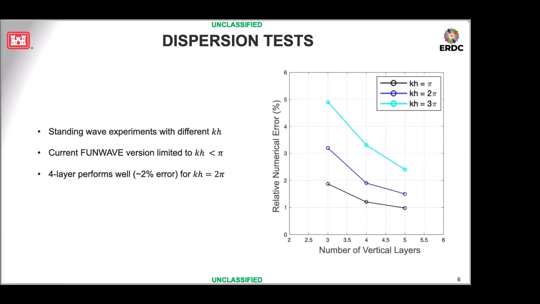So you see that the layered model does pretty well, where at maximum we have 5% numerical error, but even the 4-layer method for the 2 pi case only has about a 2% error. So these preliminary tests show that we're resolving the dispersion equation well. So we're handling the highly dispersive waves accurately.